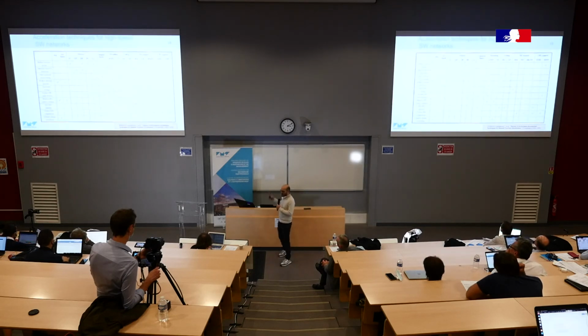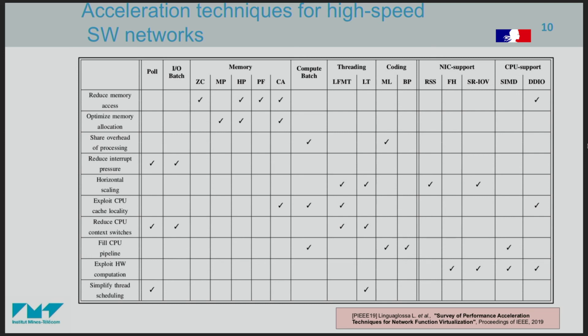Most of the techniques that are used in high-speed networks are targeting a specific subcomponent of the packet processing pipeline, ranging from reducing memory accesses to optimized memory allocation. But this is out of the scope of the talk. If you're interested, there is a survey on those acceleration techniques. But one of the interesting ones is very simple. They are basically polling and batching.